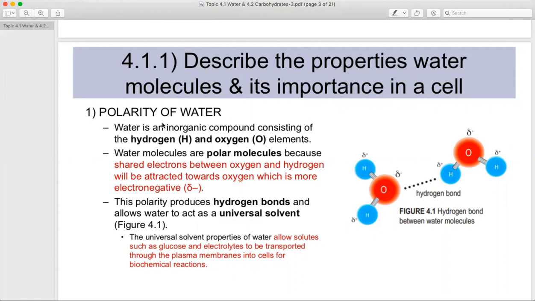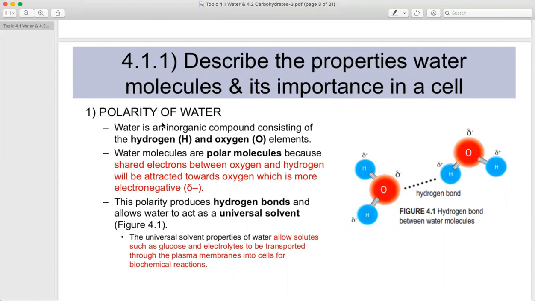So water is an inorganic compound consists of hydrogen and oxygen element. Okay, maksudnya adalah water ni adalah satu molekul inorganik, compound inorganik. Compound inorganik ni bermaksud dia tidak ada molekul carbon, okay, and which consists of hydrogen and oxygen only.